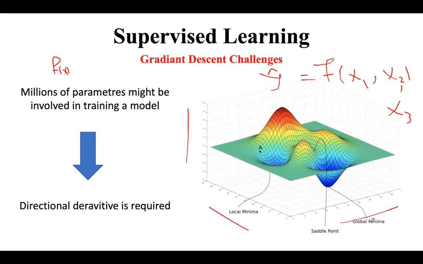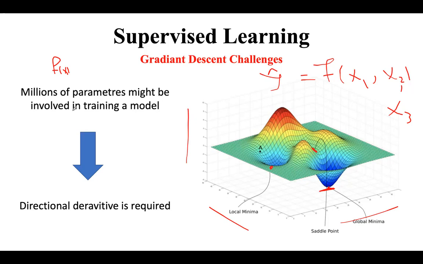Just by plotting and looking at this one, you can see things are so complicated. You have a local minimum here, and a global minimum here, where no point is lower, which is called the global minima. You can have a saddle point here. A saddle point is just a point that has derivative equal to 0. And in a real machine learning problem, you're dealing with millions of parameters involved in training a model.